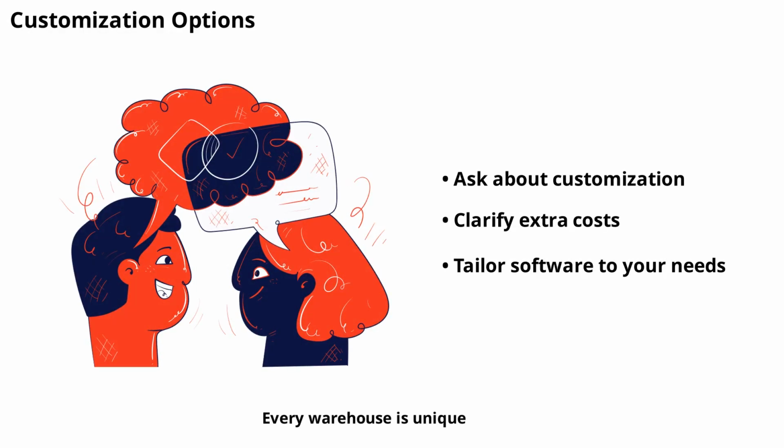Every warehouse is unique. Some software platforms allow for customization, which may affect pricing. Custom features or workflows could be included in per-seat pricing or billed separately in usage-based models. Clarify customization options and costs with your vendor to avoid surprises later on.